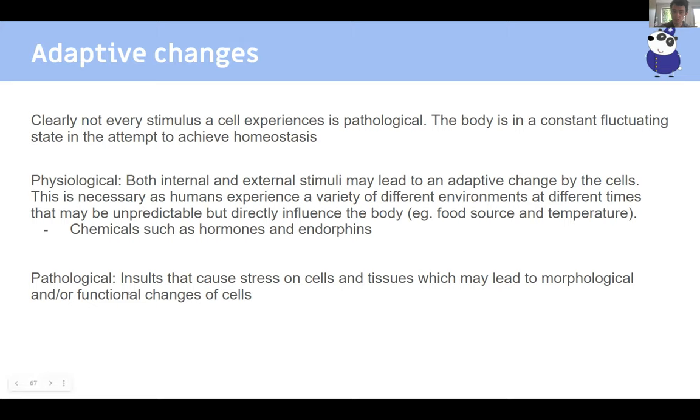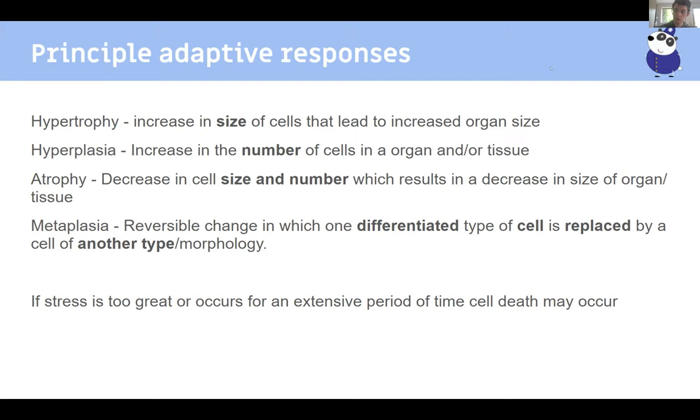Here are some principles. What can happen? What does this look like? Morphological changes. Hypertrophy is an increase in the size of cells that leads to an increase in organ size. If you have heart failure, your heart has to pump really, really hard, but it can never pump hard enough. So the demand is to pump harder and it can't. And the muscles will start to get bigger and bigger in hypertrophy. That's an example. Hyperplasia is an increase in the number of cells in an organ or tissue.